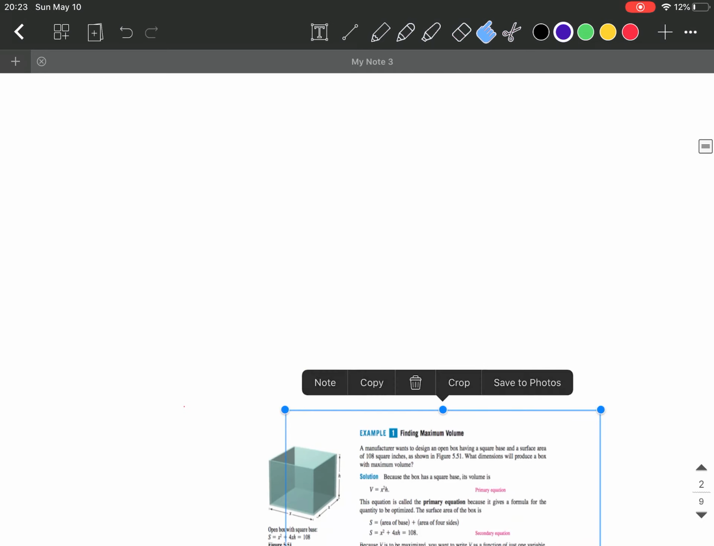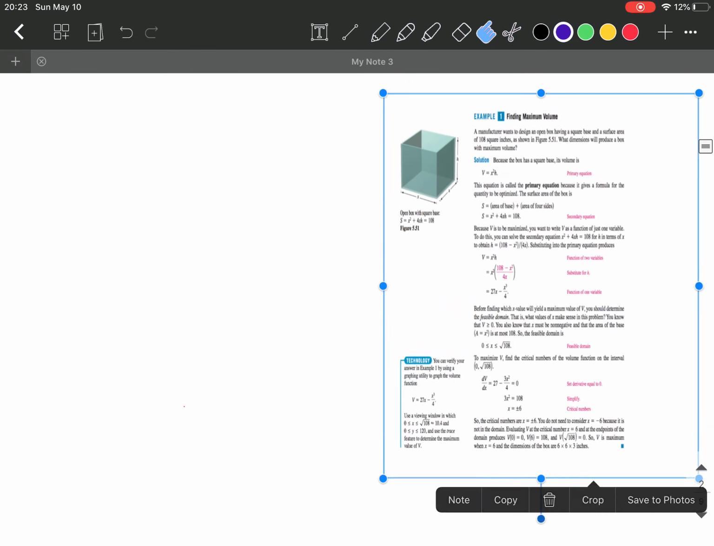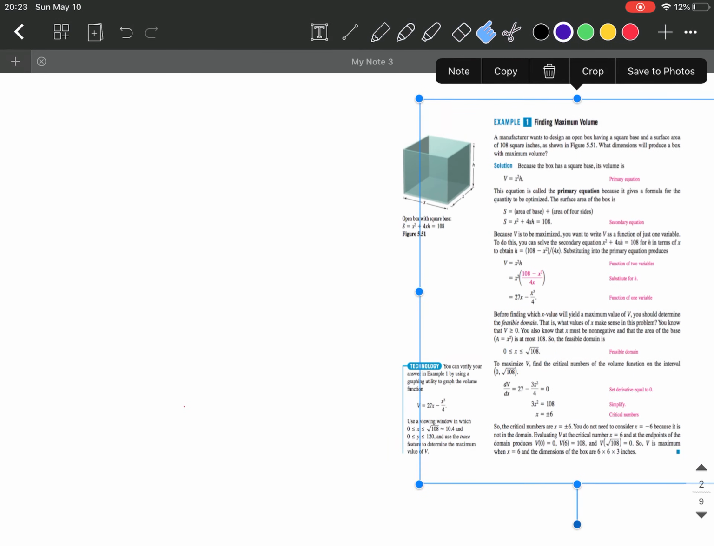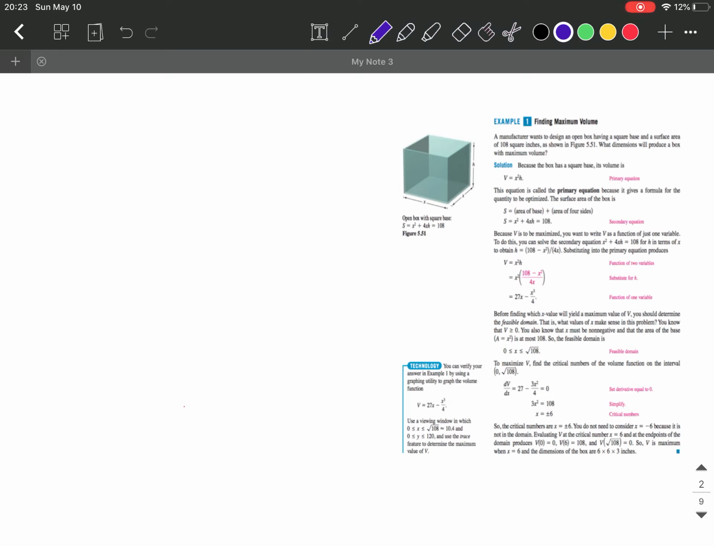Okay, that's better. So for example 1, it reads, a manufacturer wants to design an open box having a square base and a surface area of 108 square inches, as shown in figure 5.51. What dimensions would produce a box with the maximum volume? So first, let's identify the formula we're going to be optimizing. And the formula you're going to be optimizing is the one that they ask you, maximum volume. So it's going to be the volume formula.